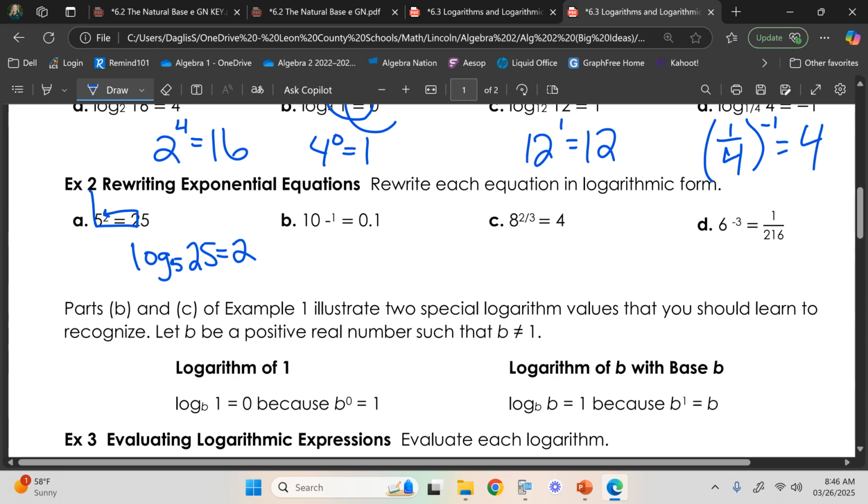All right, what is going to be the log form of part B? Jaden, text somebody.